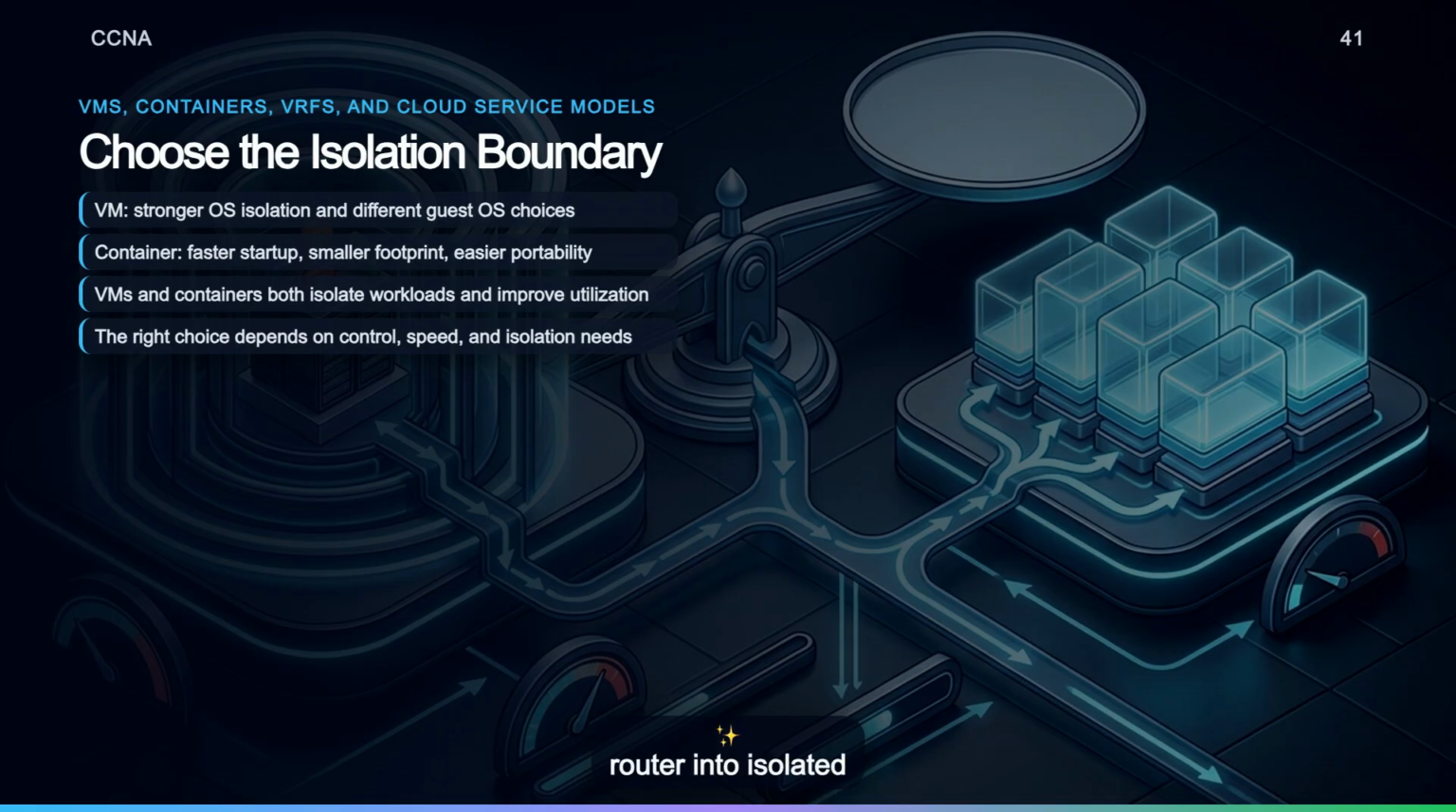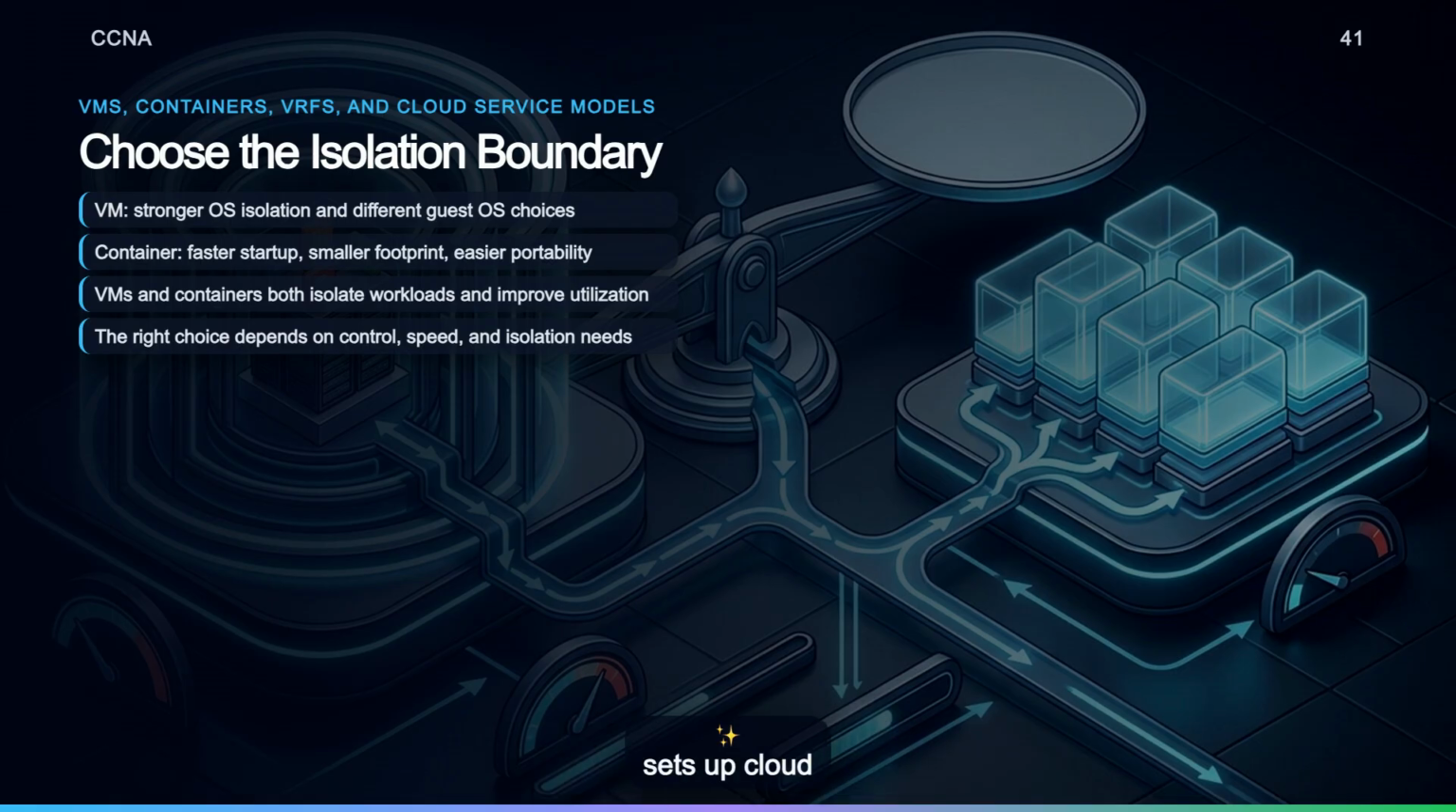VRF segments a router into isolated routing instances. Interfaces are assigned to a VRF. Routes are viewed per VRF with commands like show ip route vrf name. A normal show ip route only shows the global routing table, so if all interfaces live in VRFs, the global table may look empty. Same router, different routing worlds.